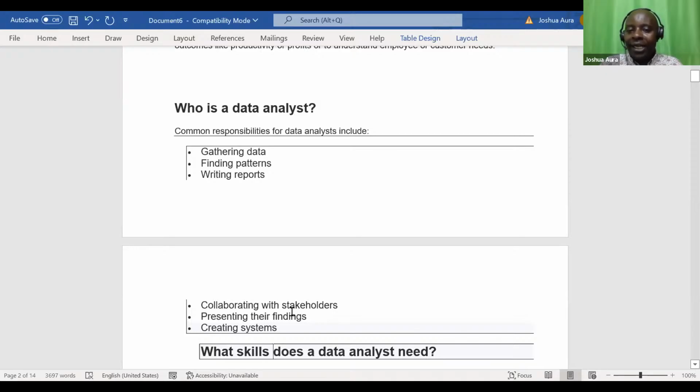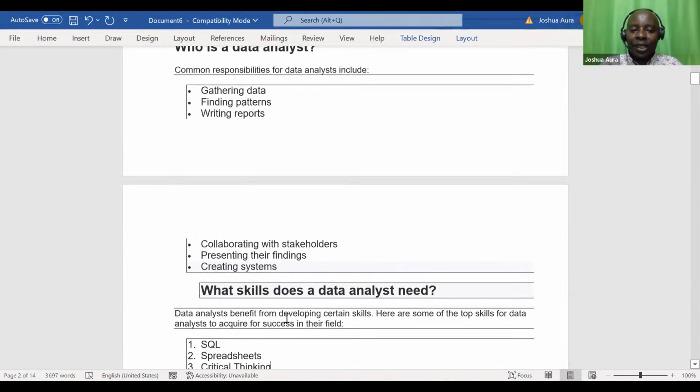If you're a data analyst, you will be the one to go ahead and tell these stakeholders that should we implement this system, this is what is going to happen. And this is how, if it's employees, for example, your jobs will be affected. If it is a shareholder, this is how your profitability will be. Presenting their findings, creating systems.